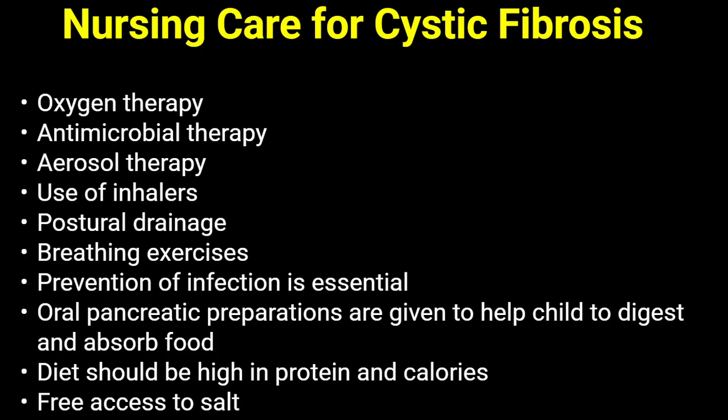Nursing care for CF is comprehensive and lifelong. Key interventions include oxygen therapy for hypoxemia and antimicrobial therapy for infections. Pseudomonas is a common pathogen. Aerosol therapy to thin secretions, use of inhalers for bronchodilation. Postural drainage and chest physiotherapy to mobilize secretions. This is done multiple times daily. Breathing exercises to improve ventilation.